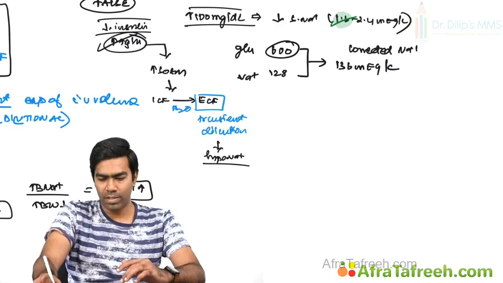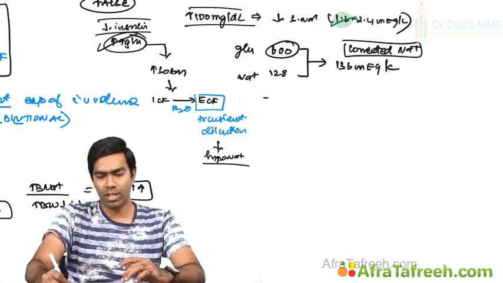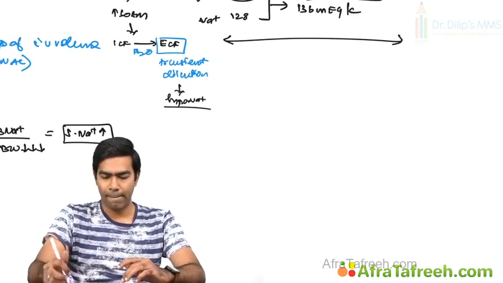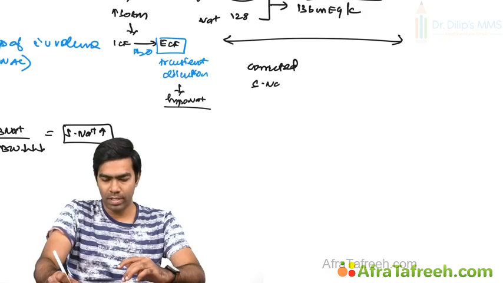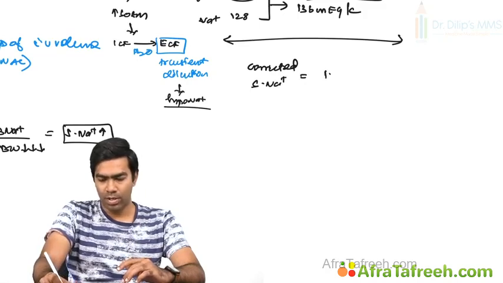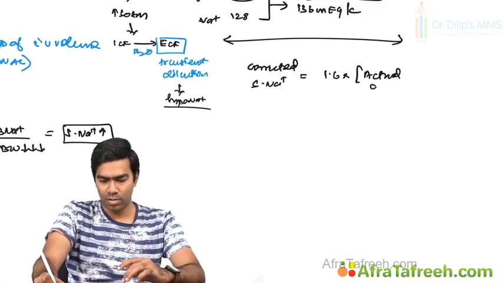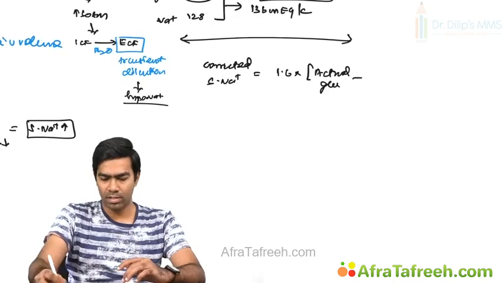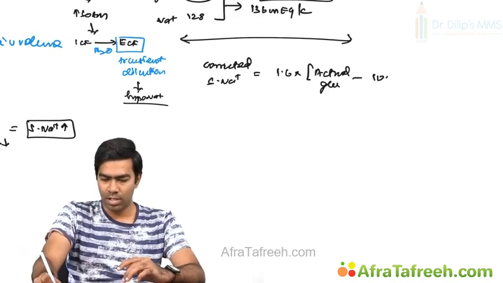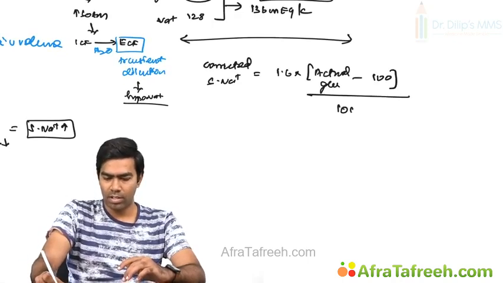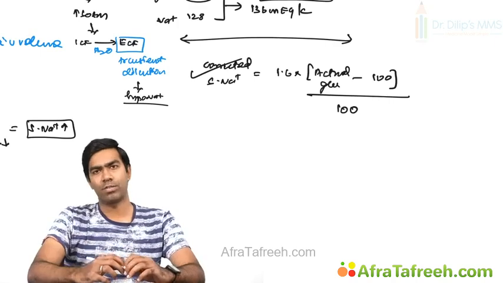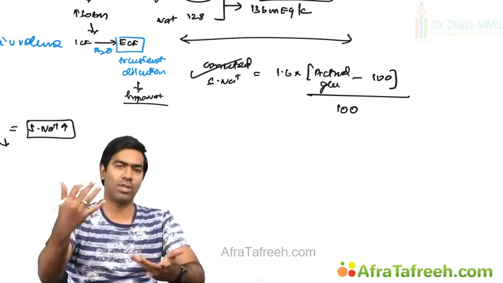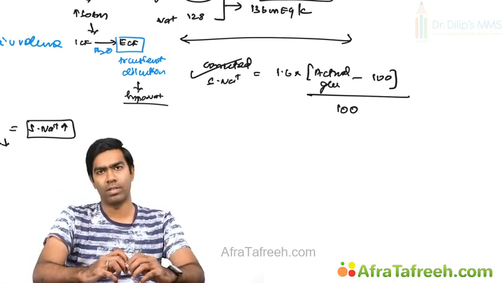Or if you want to express it mathematically, how can you express it? Corrected sodium will be equal to the measured serum sodium plus 1.6 multiplied by the actual serum glucose minus 100, divided by 100. So this will be the corrected serum sodium. If you use this formula, you will get the corrected serum sodium, and you can actually know the actual level of sodium in the body.